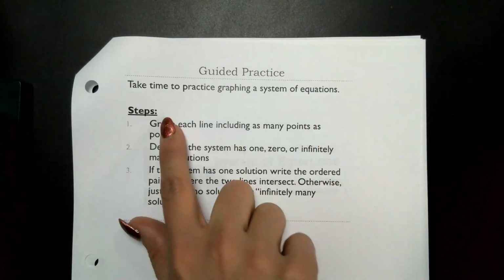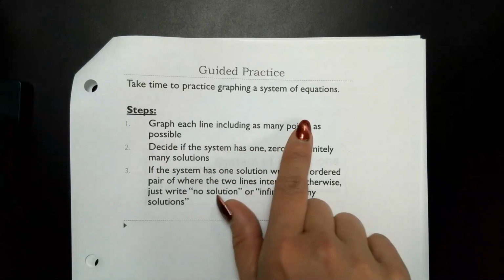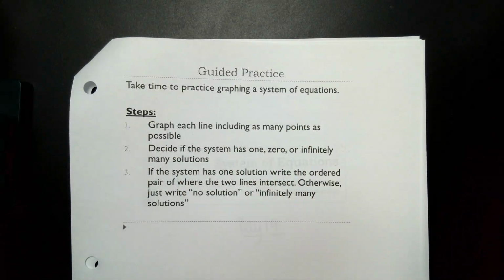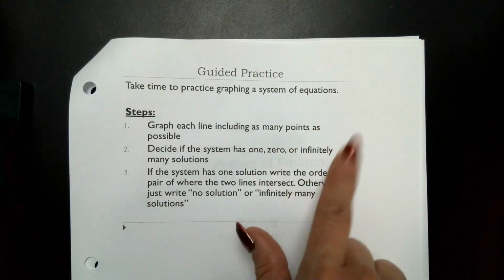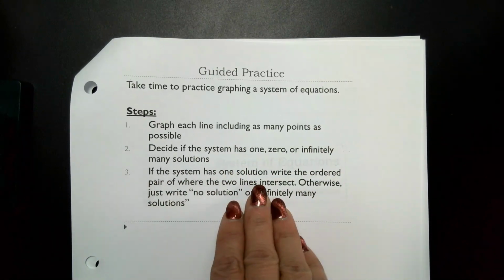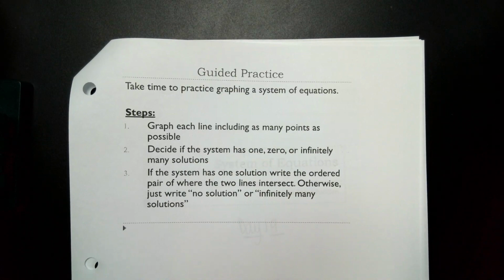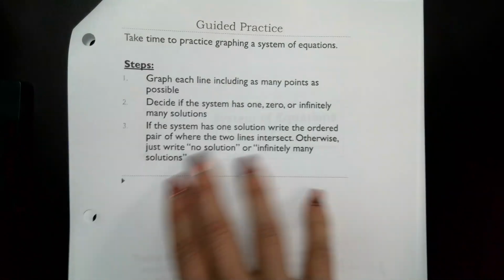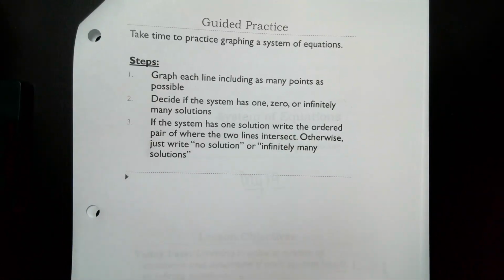Step 1, you just graph each line, including as many points as possible. That's what we just did. Decide if it has 1, 0, or infinitely many solutions. And then if it has one solution, you have to write the ordered pair of where they cross. Otherwise, you just write either no solution or infinitely many.